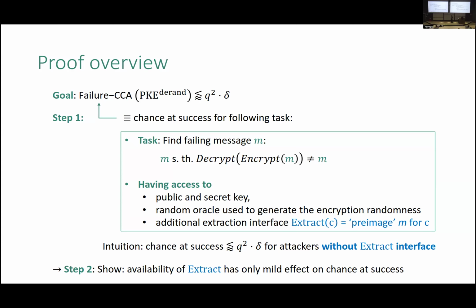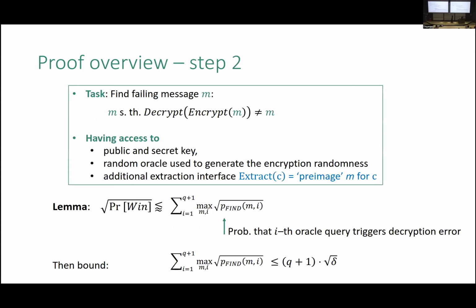So the second step of our proof is to show that this additional extraction interface doesn't mess up our reasoning, essentially. To do so, we give a lemma that's essentially a quantum counterpart to a hybrid argument for search problems. So intuitively, this says we can bound the probability of the attacker finding a failing message in the end by the probability that its ith query would have triggered a decryption failure. And if we maximize over that, we are exactly at delta, so we can simplify the sum quite a bit, square both sides, and get our nice Grover bound.